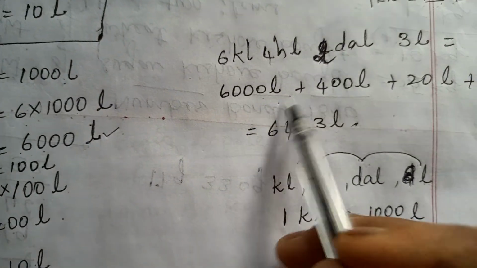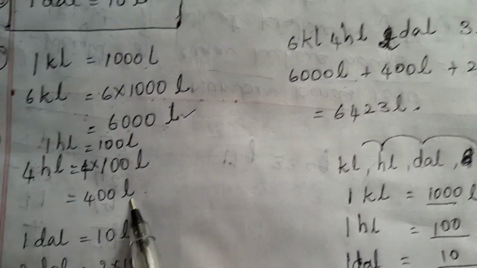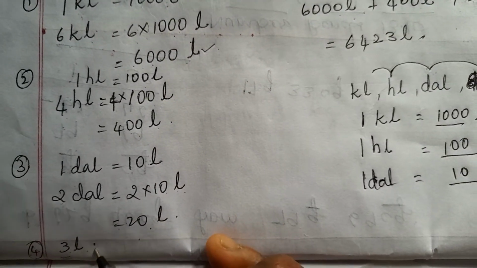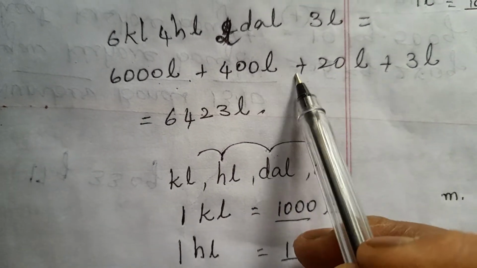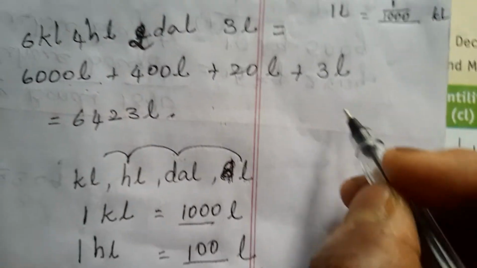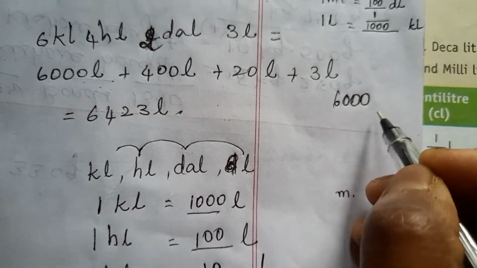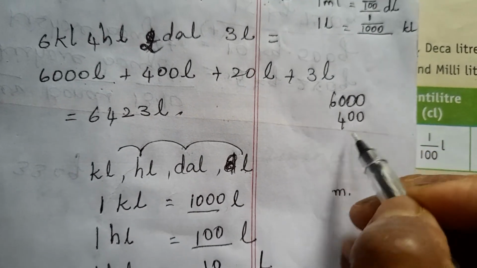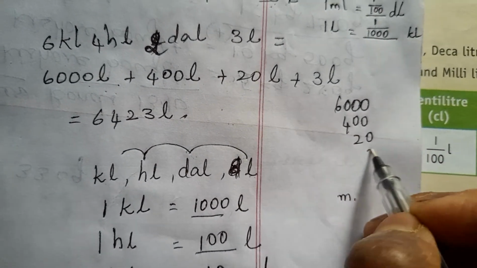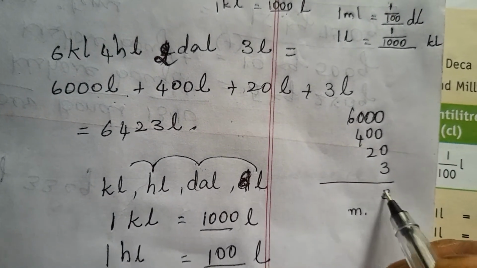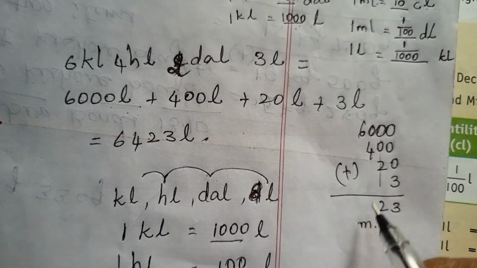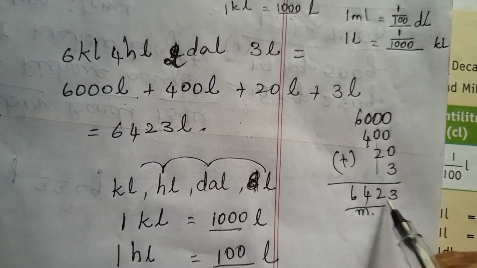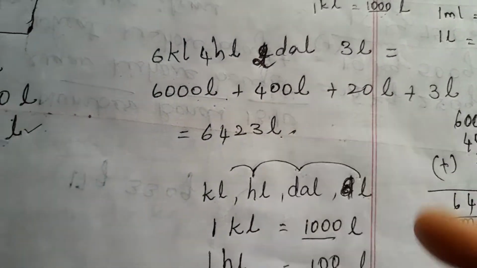We will write plus 400 L and 20 L and 3 L. Now our answer is all in liters, so we will add all the 4 numbers. That is nothing but 6420 and 3, so it is 3. We are adding it, then 2, 4 and 6. 6423 liters. Okay children, now we are going to see the next sum.